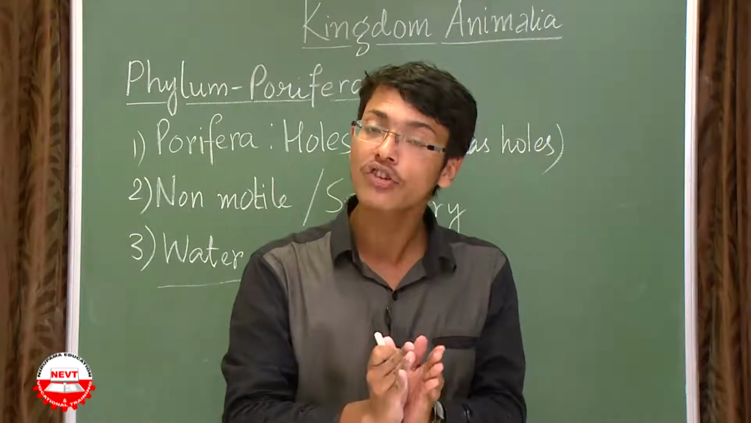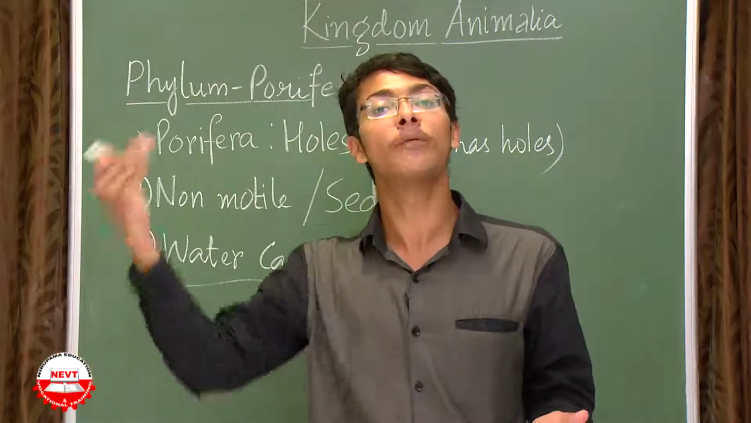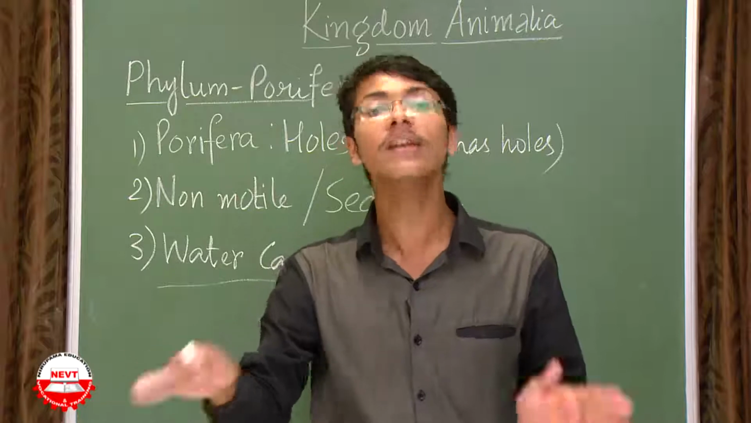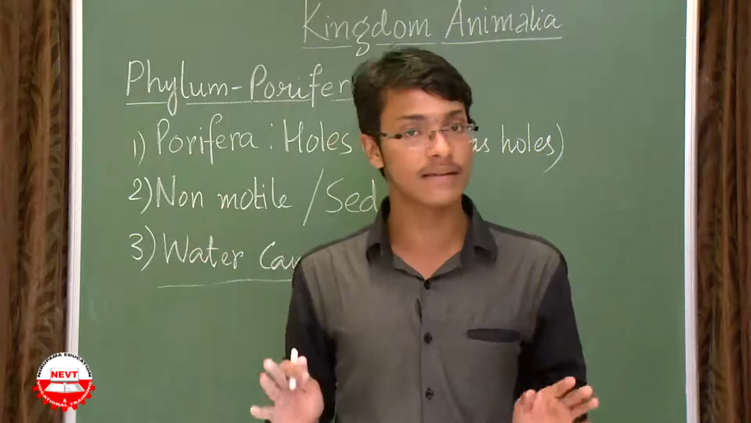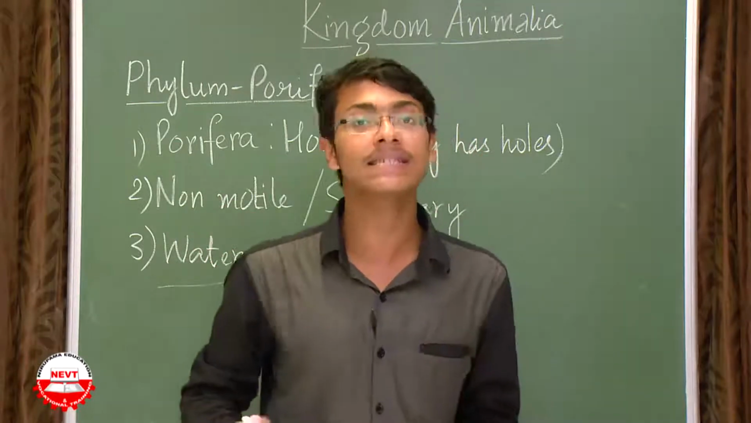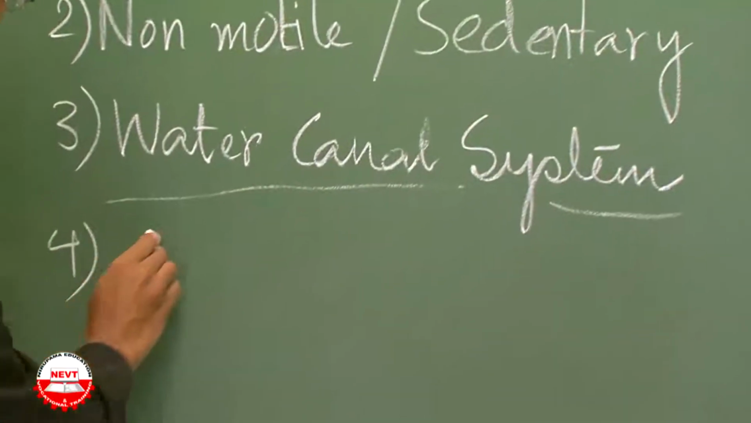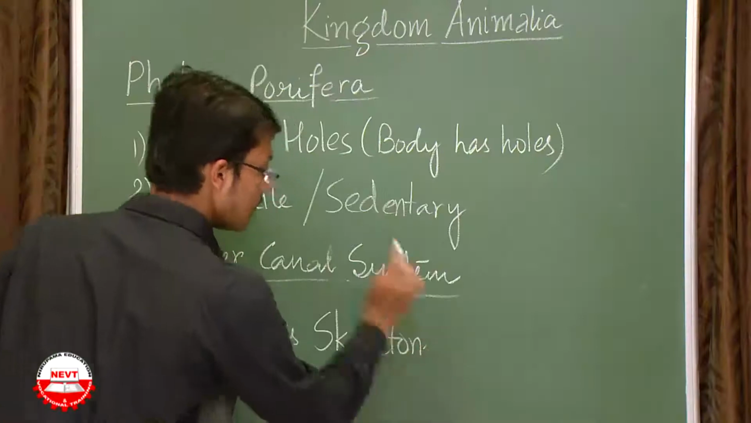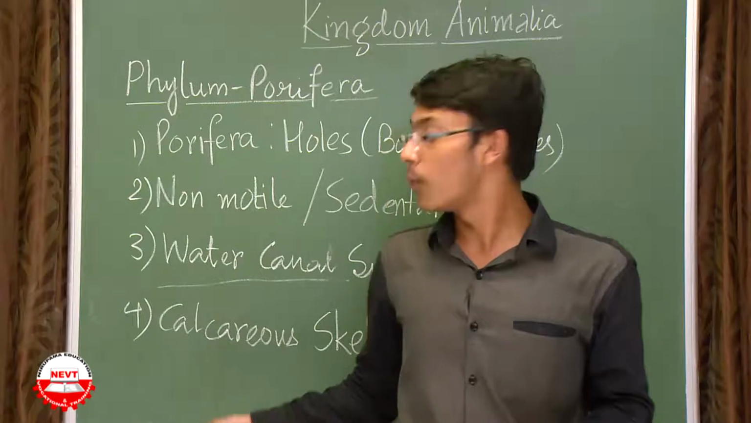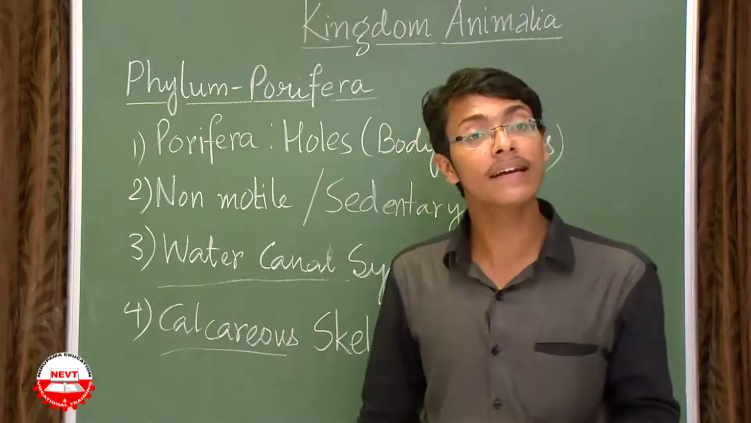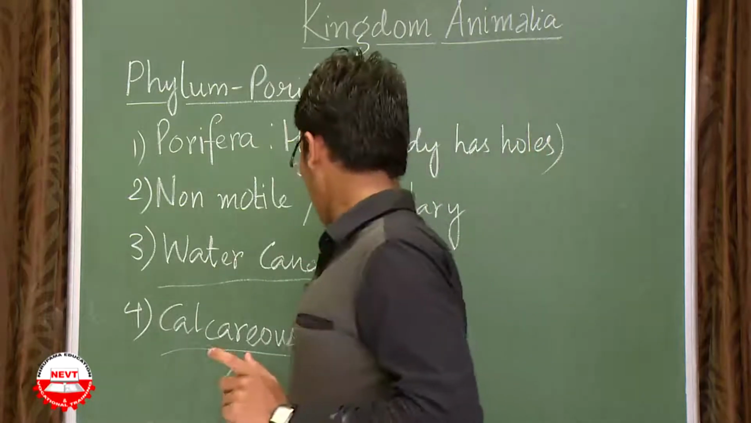And I have told you the function of this. The water canal system's function is to provide food to the organism, to provide air for the organism for respiration. That is, in one word, the water canal system is necessary for the survival of the organism, because water is carrying useful substances that are absorbed by the body of the organism. The fourth characteristic is the body of the organism is covered by a hard skeleton which is made of calcium. So, a calcareous skeleton, usually calcium carbonate or CaCO3.